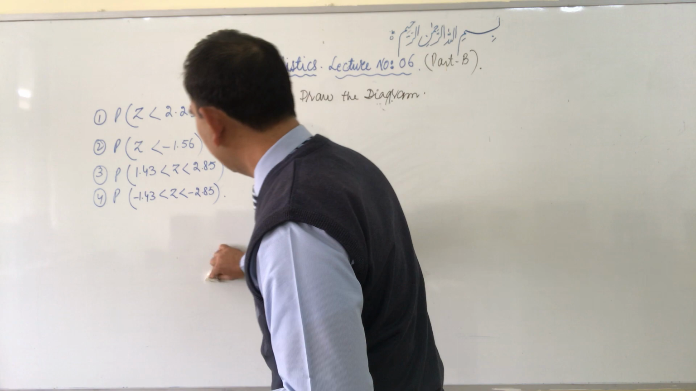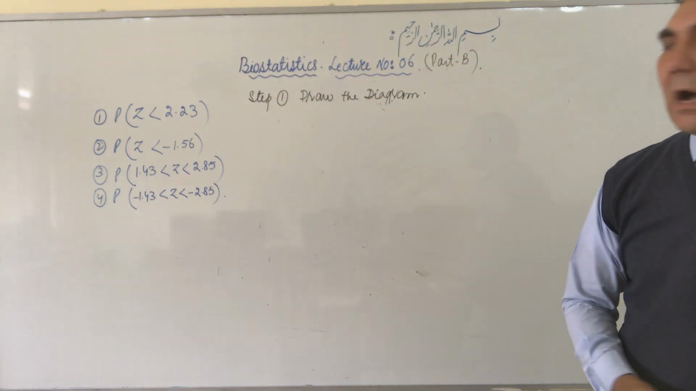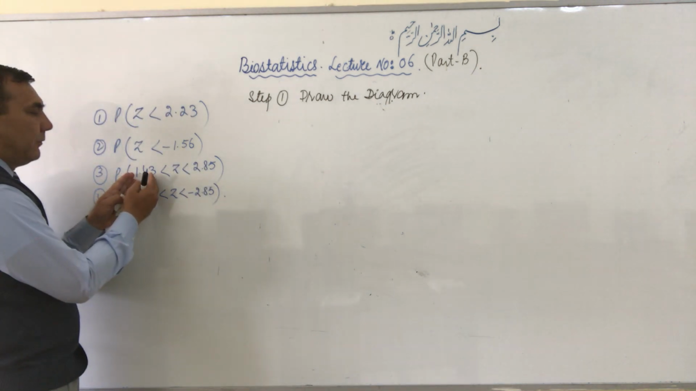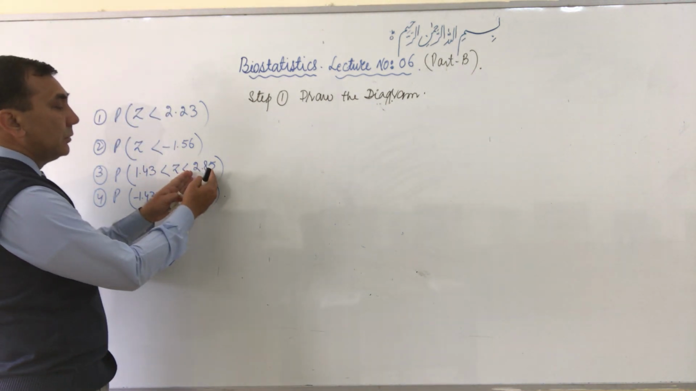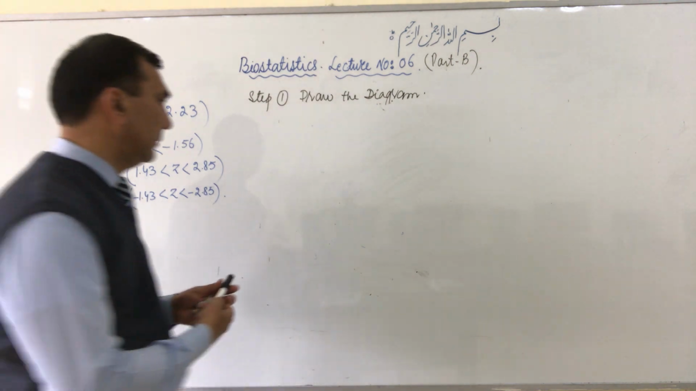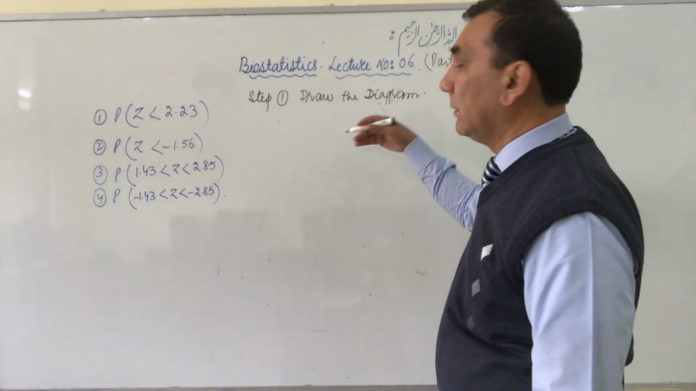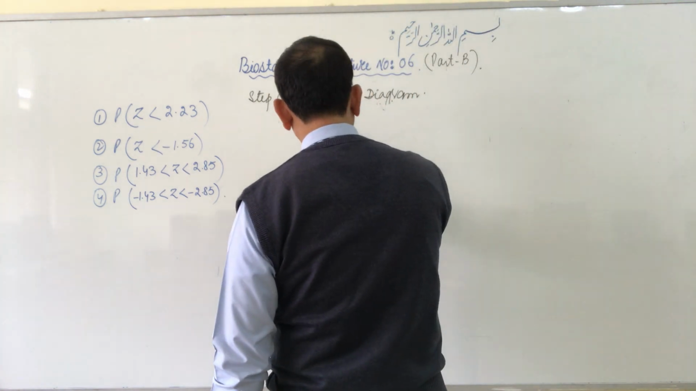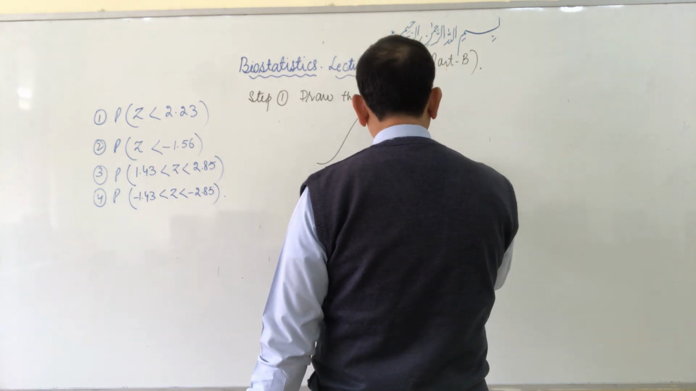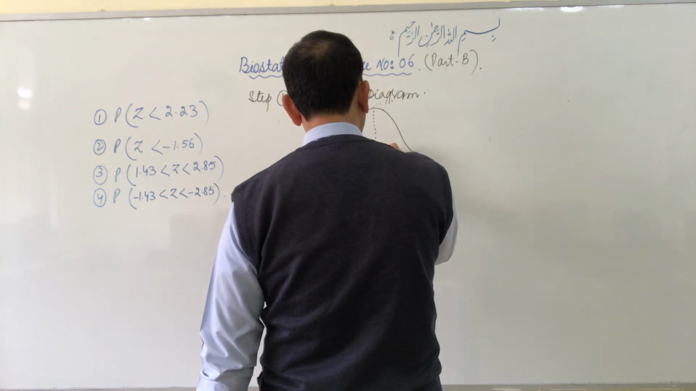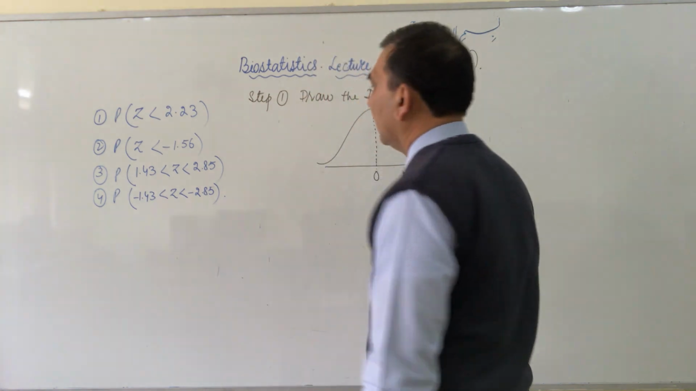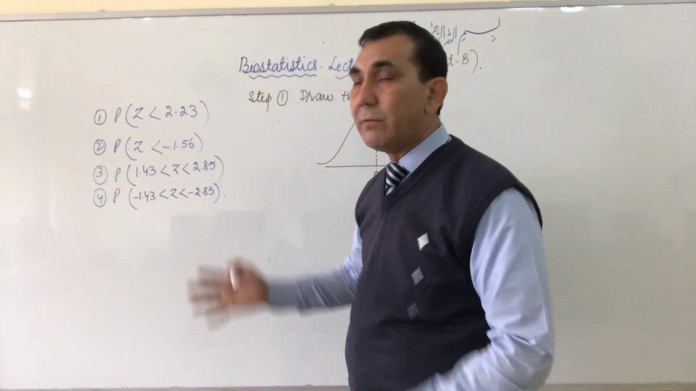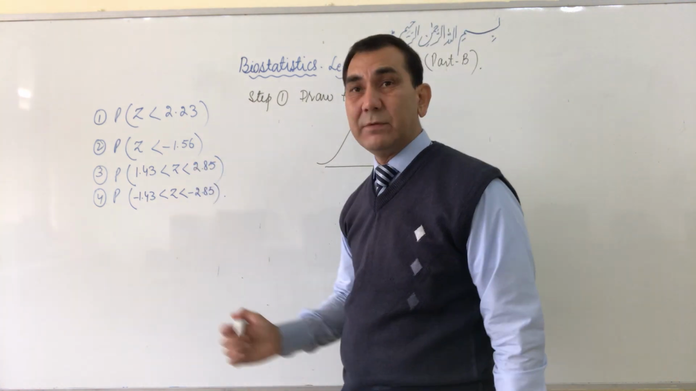For the third question, it is asking what is the probability area between 1.43 to 2.85. So once again, we will start from step number 1, draw the diagram. Now this is the center part, which is 0. See both values they are asking to find the probability area for are positive values.